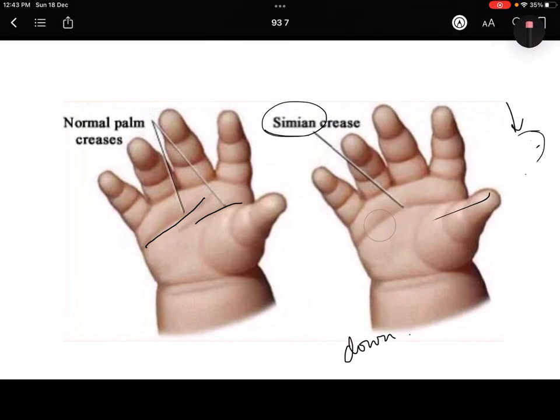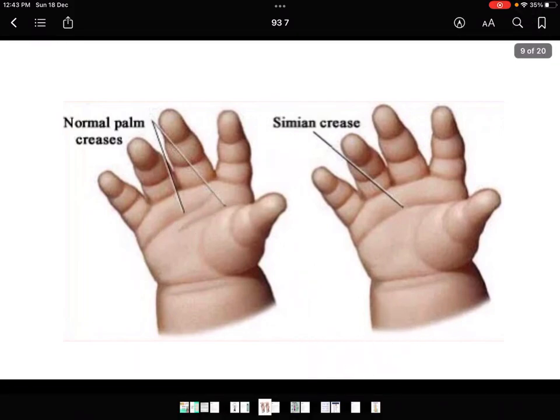So I hope you have understood. Now let us go back to the slide and see what Down syndrome is.